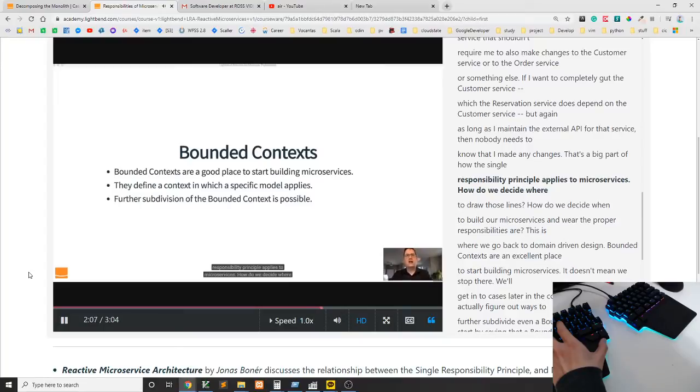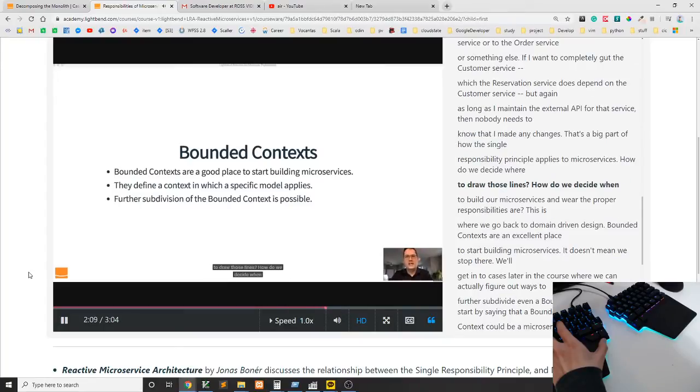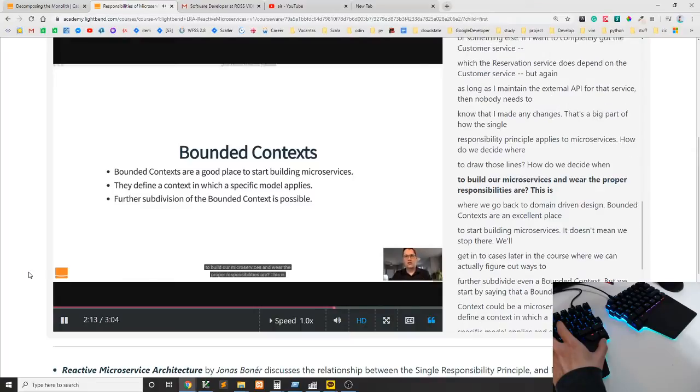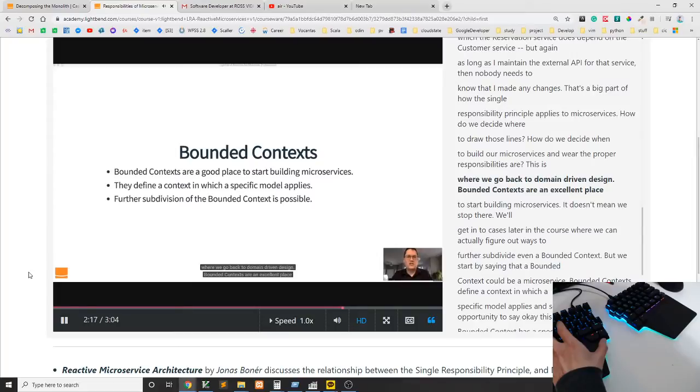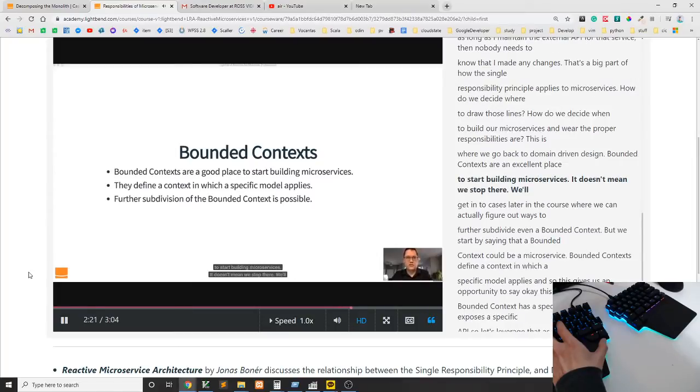So how do we decide where to draw those lines then? How do we decide where to build our microservices and where the proper responsibilities are? This is where we go back to domain-driven design. Bounded contexts are an excellent place to start building microservices.